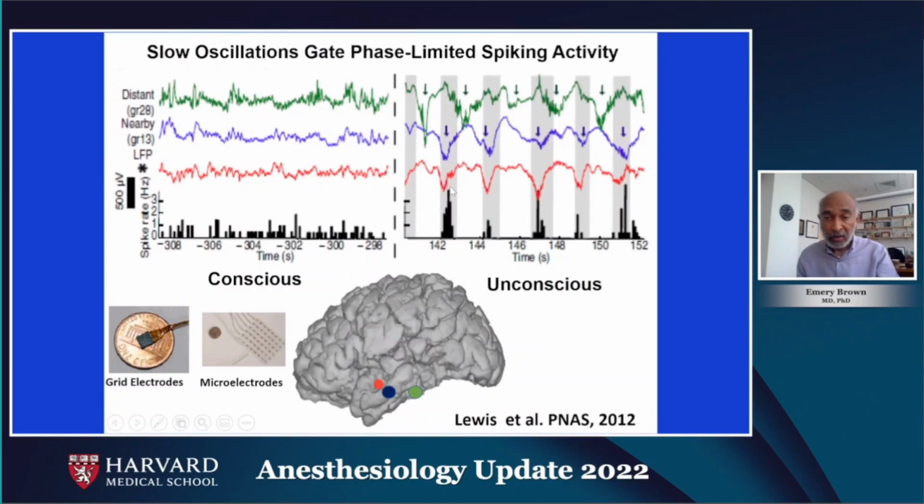So the neuron can't spike where it wants to. It only spikes like now. So this is also quite incompatible with being conscious.